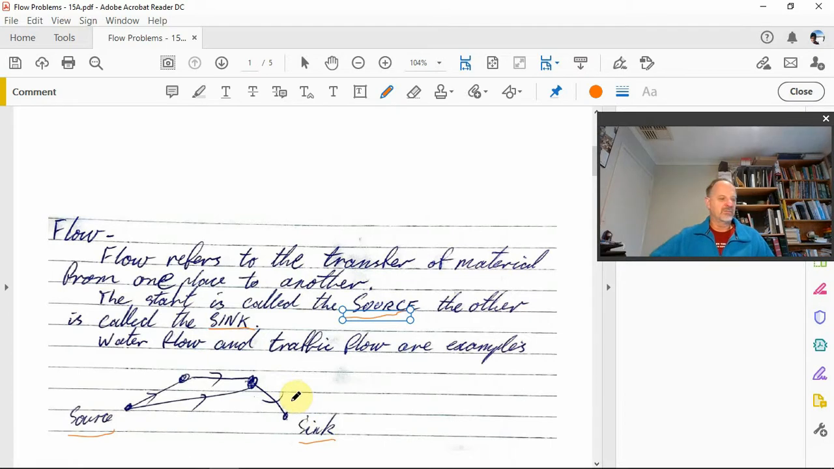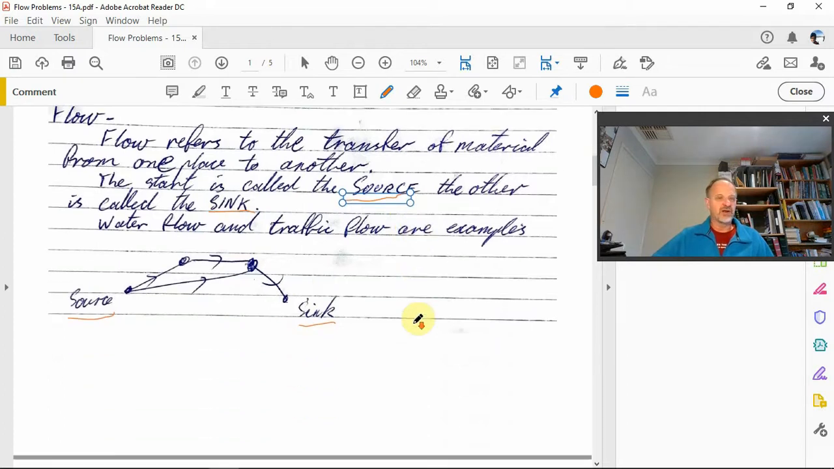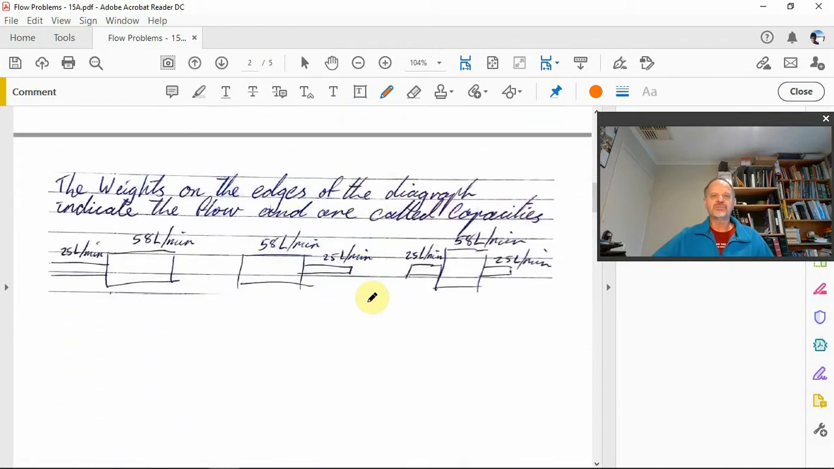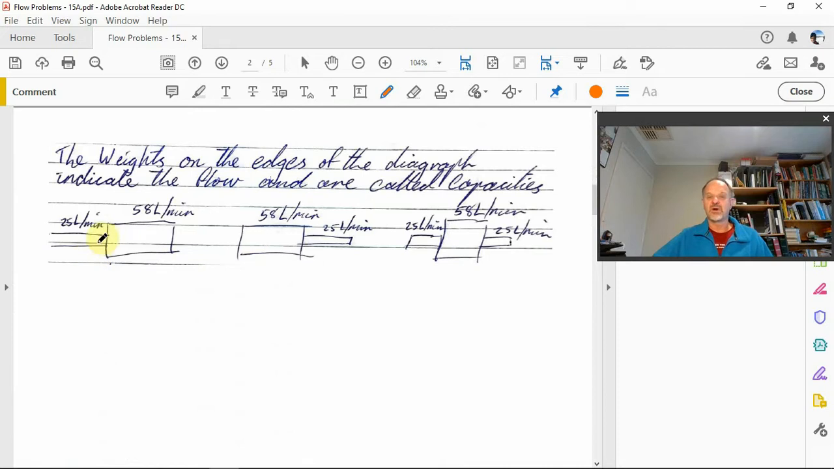Now what we're going to need to do is work out what the maximum flow possible is. Often the edges are going to have weights on them. In this case, by definition, the weights on the edges of the digraph indicate the flow and are called capacities. So, for example, here are 3 diagrams. These might be water pipes, for example. This one can carry 25 litres per minute. This one can carry 58 litres per minute.